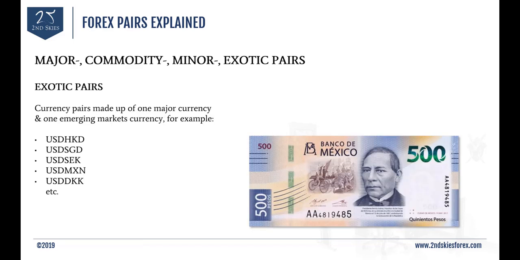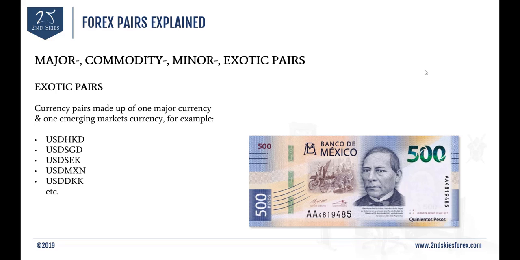And then we have exotic pairs. Exotic pairs are pairs that are made up of any one major currency and one emerging market currency. So you could have the USD to the Hong Kong dollar, or the US dollar to the Singapore dollar, or the US dollar to the Swedish kroner, or Mexican peso, or Danish kroner. That can also include euro versus the Hong Kong dollar, euro versus the Singapore dollar, or the Swedish kroner, or the Mexican peso, or the Danish kroner. So exotic pairs are basically one major with an emerging market currency.